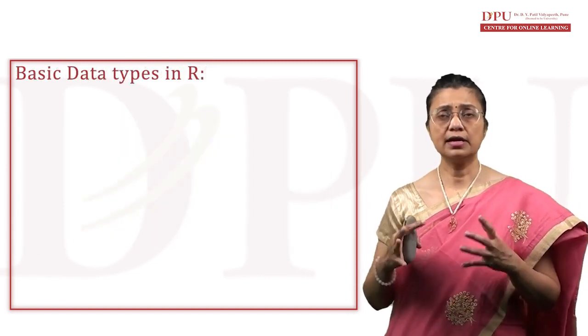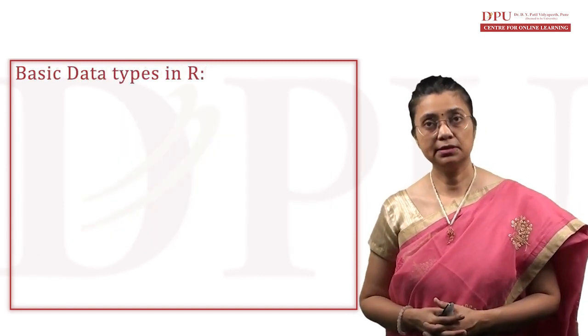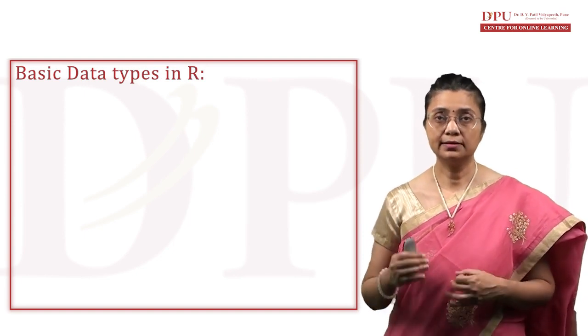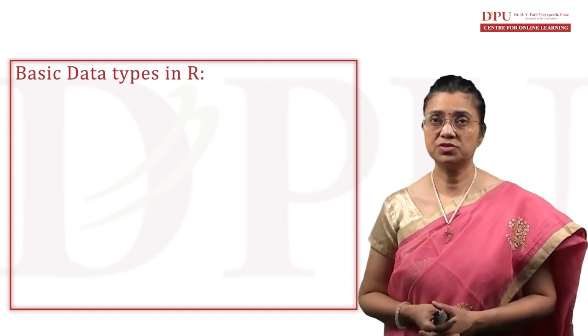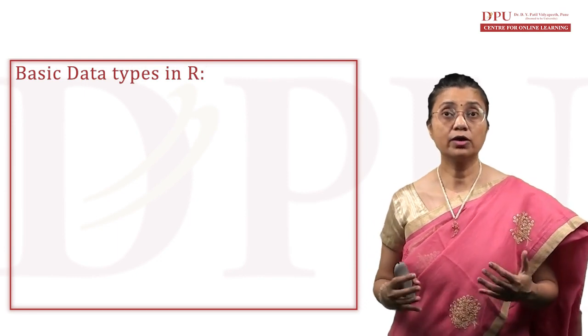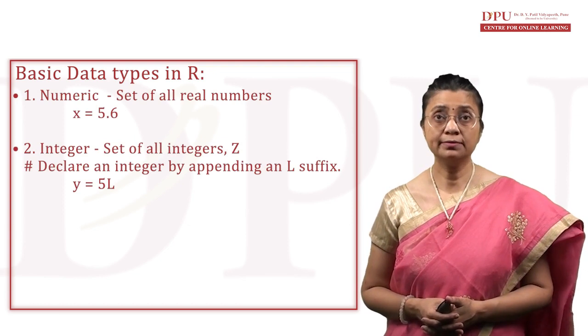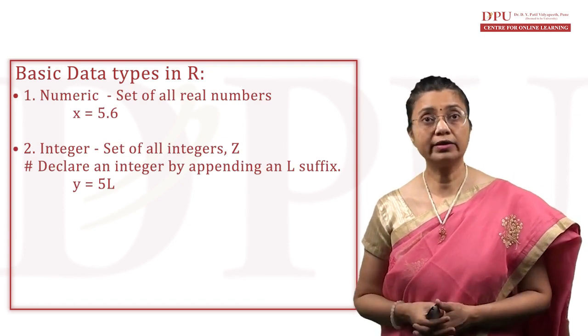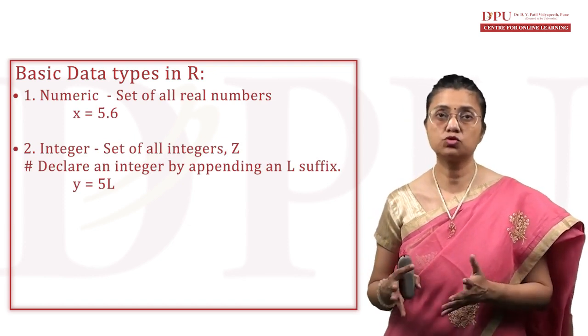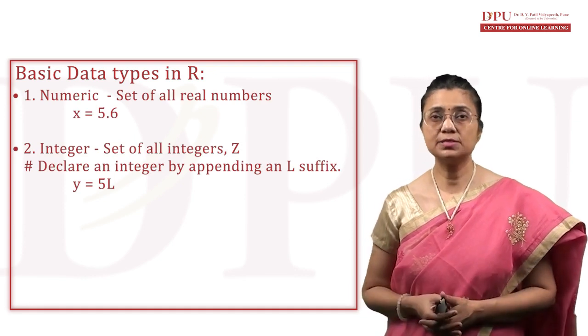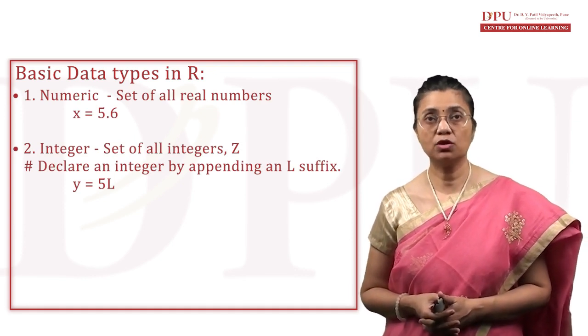Now let's understand some basic data types in R. We have to understand what the various data types available in R are and how we can have all the types of data. So the first one is numeric. It is the set of all real numbers. For example, x equals 5.6. So numeric is basically the set of all real numbers and we call it numeric.